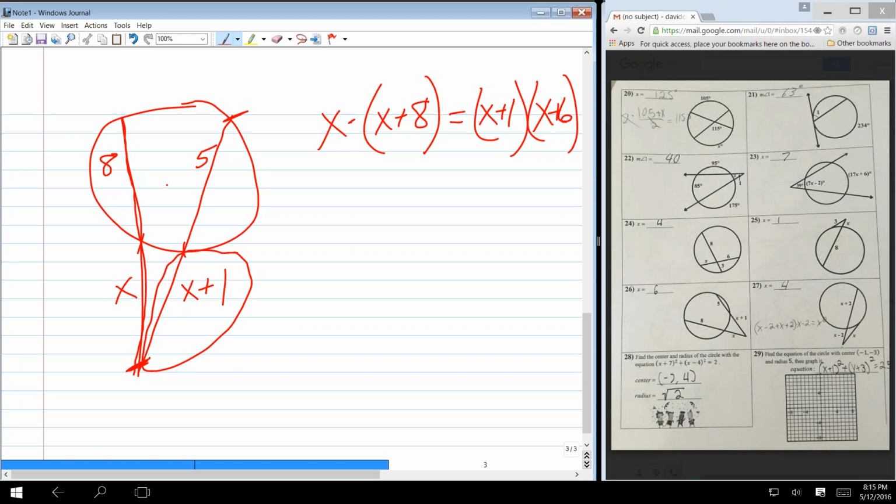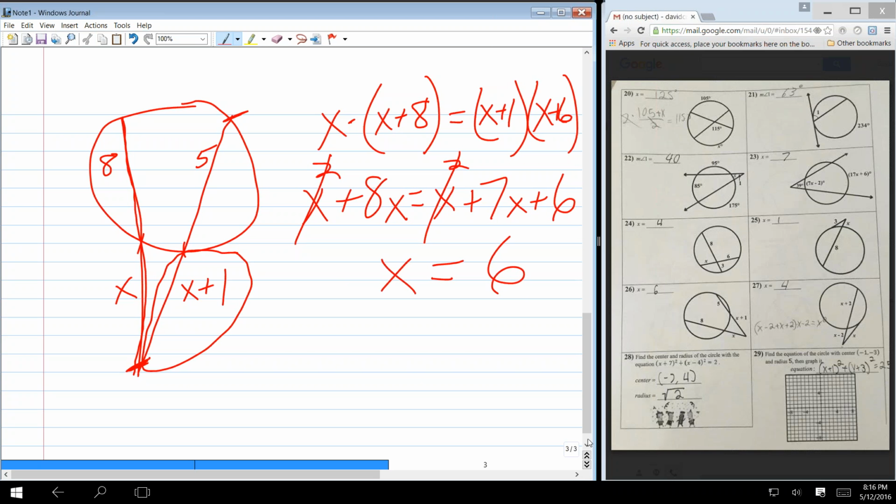So the difference between this and intersecting chords is significant. This is the part outside the circle times the whole thing equals the part outside the circle times the whole thing. And now we can solve that because that becomes x squared plus 8x equals x squared plus 7x plus 6. What's the next step? So now the x squares cancel out. Good. So it'd be 8x is equal to 7x plus 6, so x is equal to 6. You got it. Cool.